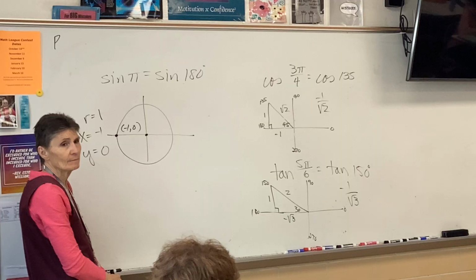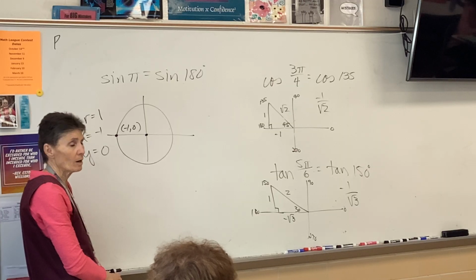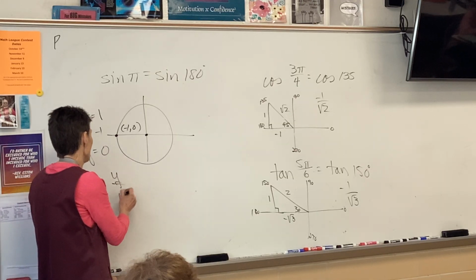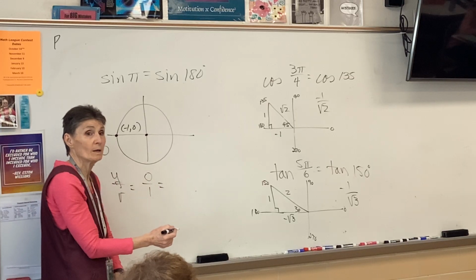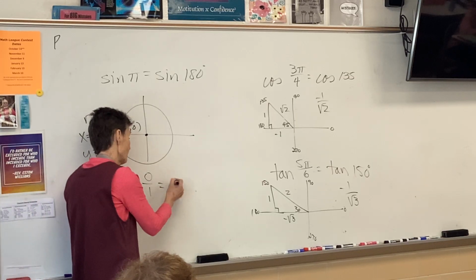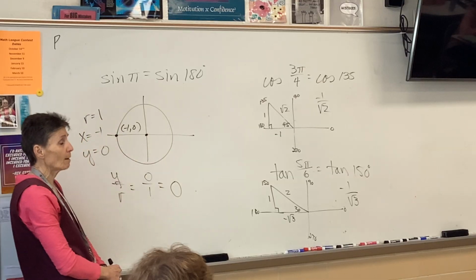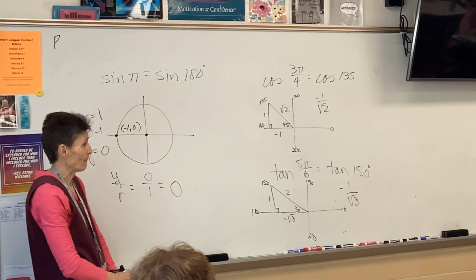What is sine? Y over r. So y over r will be 0 over 1, and 0 over 1 is 0. 0 is on top, it's 0.